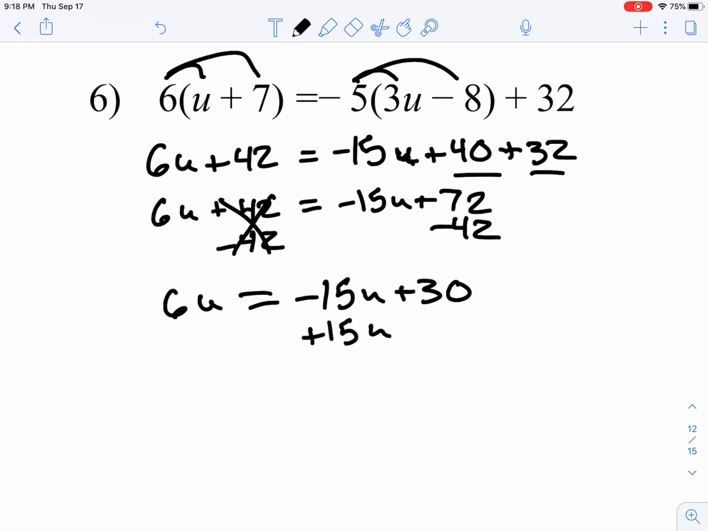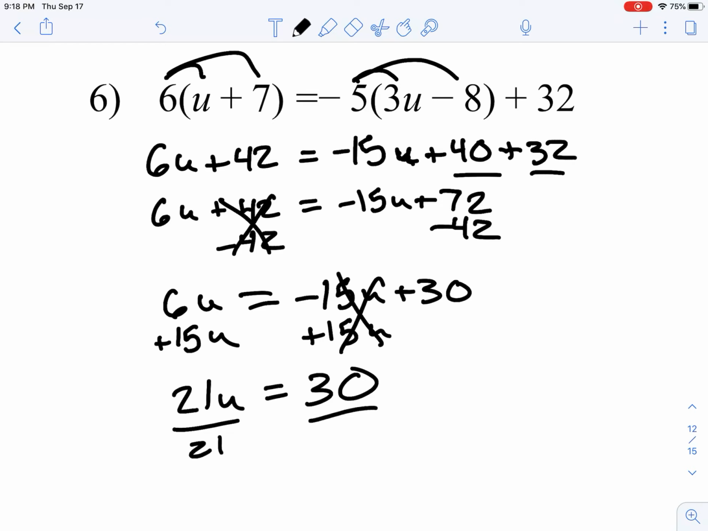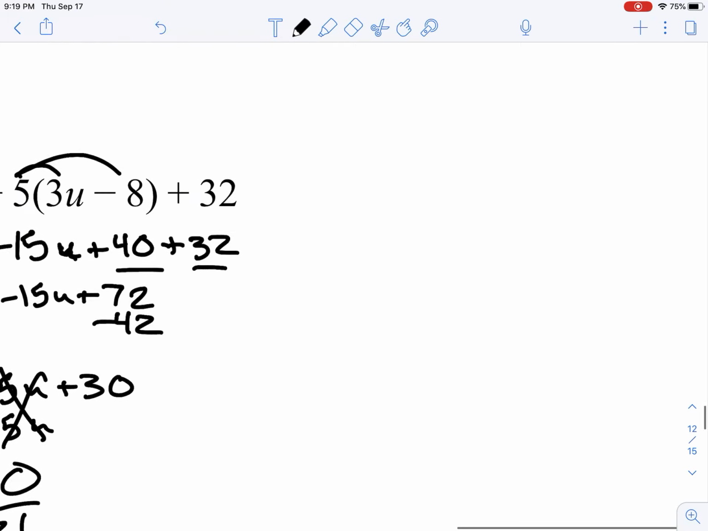If I add 15u to both sides, we will get 21u. Cancel out 30, divide by 21, divide by 21. U equals, if I simplify that 30 over 21, that's just going to be 10 over 7 for my final answer on number 6.